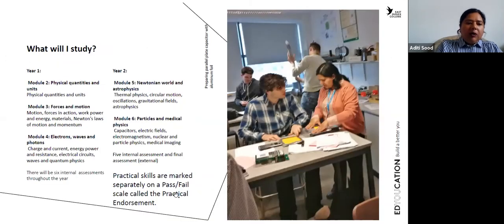So here is the outline of the topics we'll study over the period of 2 years. In year one, we start with module two, where we talk about physical quantities and units. This is a very small chapter, and it just deals with the prefixes, the standard form, then 7 fundamental physical quantities and their units. Module three is forces and motion. We have 5 chapters in this module, and basically it deals with Newtonian mechanics.